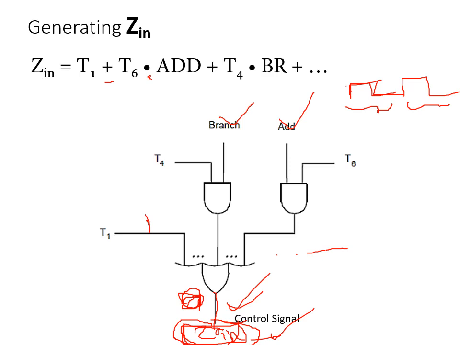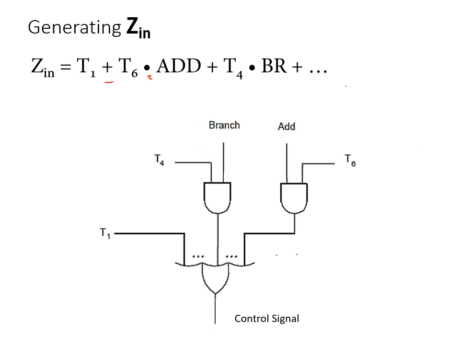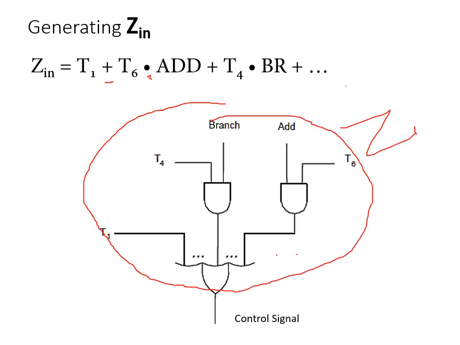Imagine now it is the 4th clock cycle. In the 4th clock cycle, the signal might be 0 if it is not a branch instruction. If some other instruction is executing and for that instruction's 4th clock cycle it does not require ZIN, then the output will be 0. So this is how we design a control signal for ZIN and give that control signal to the ZIN circuit.